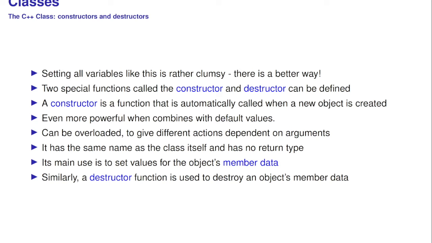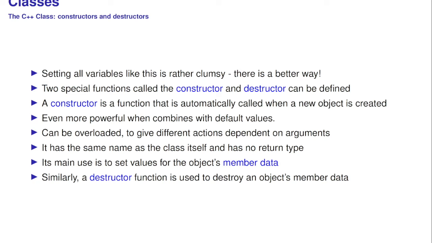A constructor is a function that is automatically called when a new object is created. It's even more powerful when we combine this with default values, as we see in the next slide. A constructor can be overloaded to give different actions depending on arguments, so that allows for different initializations. It has the same name as the class itself and has no return type, not even void.